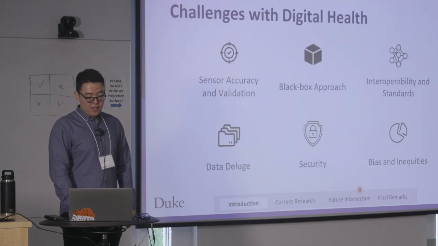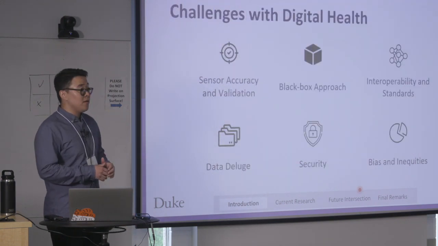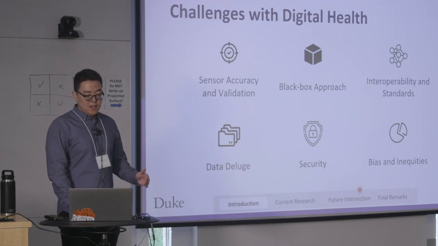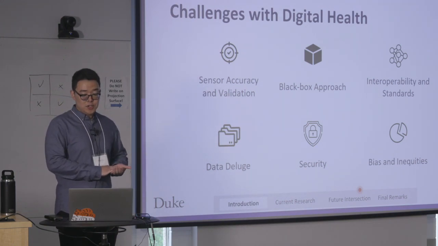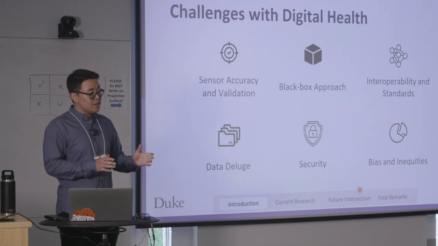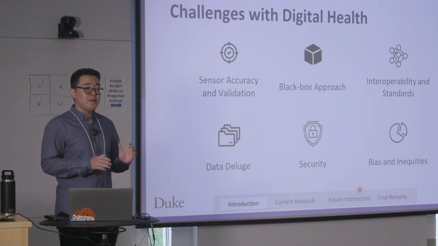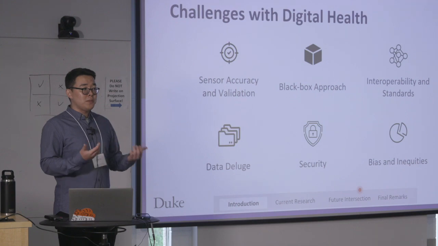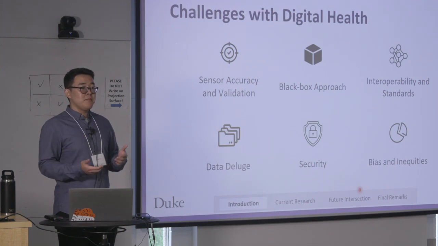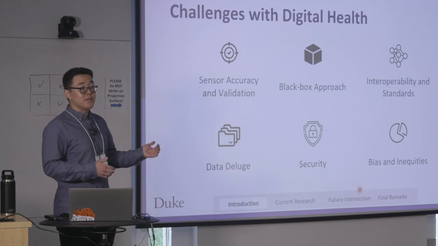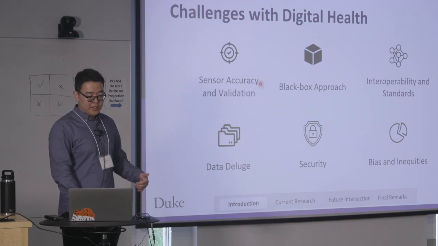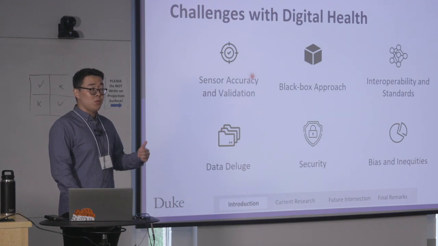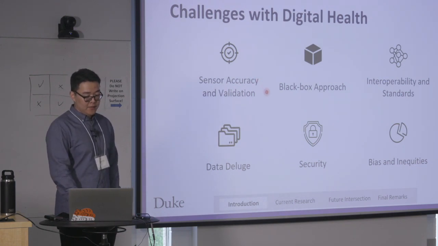And so with all this data collection and with all this data that we're getting from a lot of these companies, there are obviously going to be some challenges. First, there's the issue of sensor accuracy and validation. A lot of these companies are going to be reporting values, but how well do they measure up to gold standard values? That's something that we as a research lab have published some papers on, and we want to make sure that the sensors that we're working with are collecting data accurately.